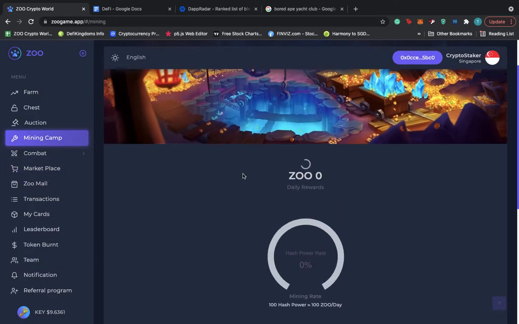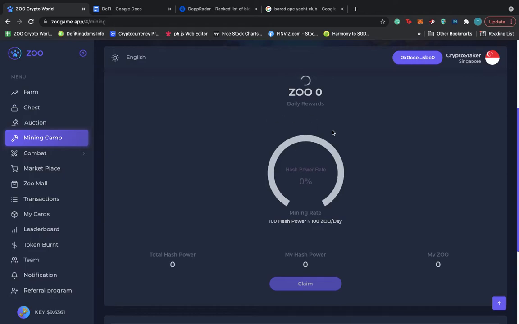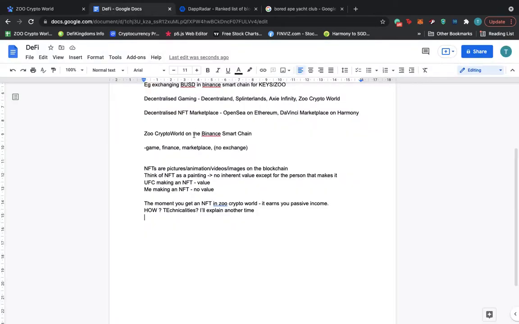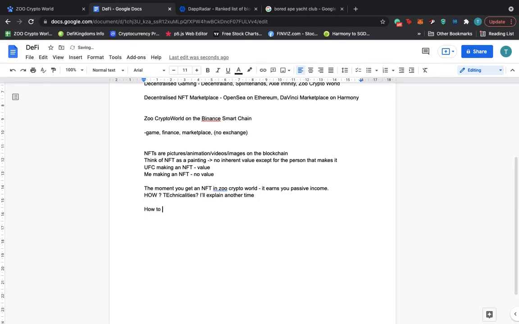Right now you see, this is the daily rewards of Zoo Crypto World. And while waiting for it to load, let me just talk more about it. So the moment you get one NFT, which you can get from a key. And how do you get a key? Two things you can do. One is to farm the key, and another one is to buy the key. How to get keys? One, farm the key. Two, buy the key from Pancake Swap.